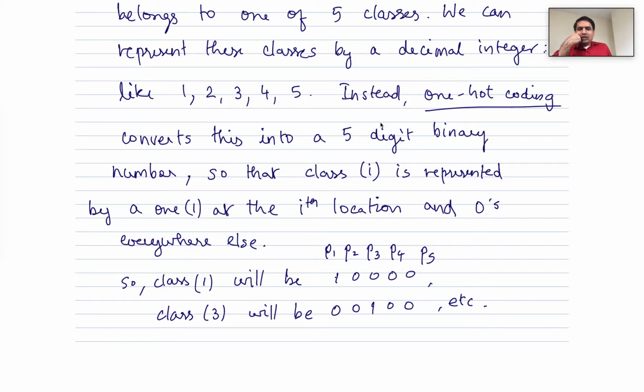So we just saw what one hot coding is. It is just converting one of these classes into an m digit binary number or an m element binary vector that encapsulates what the output is. Okay, the class 3 is represented by five numbers if you have five classes, where the third element or the third digit is a 1 and the rest are 0, etc.